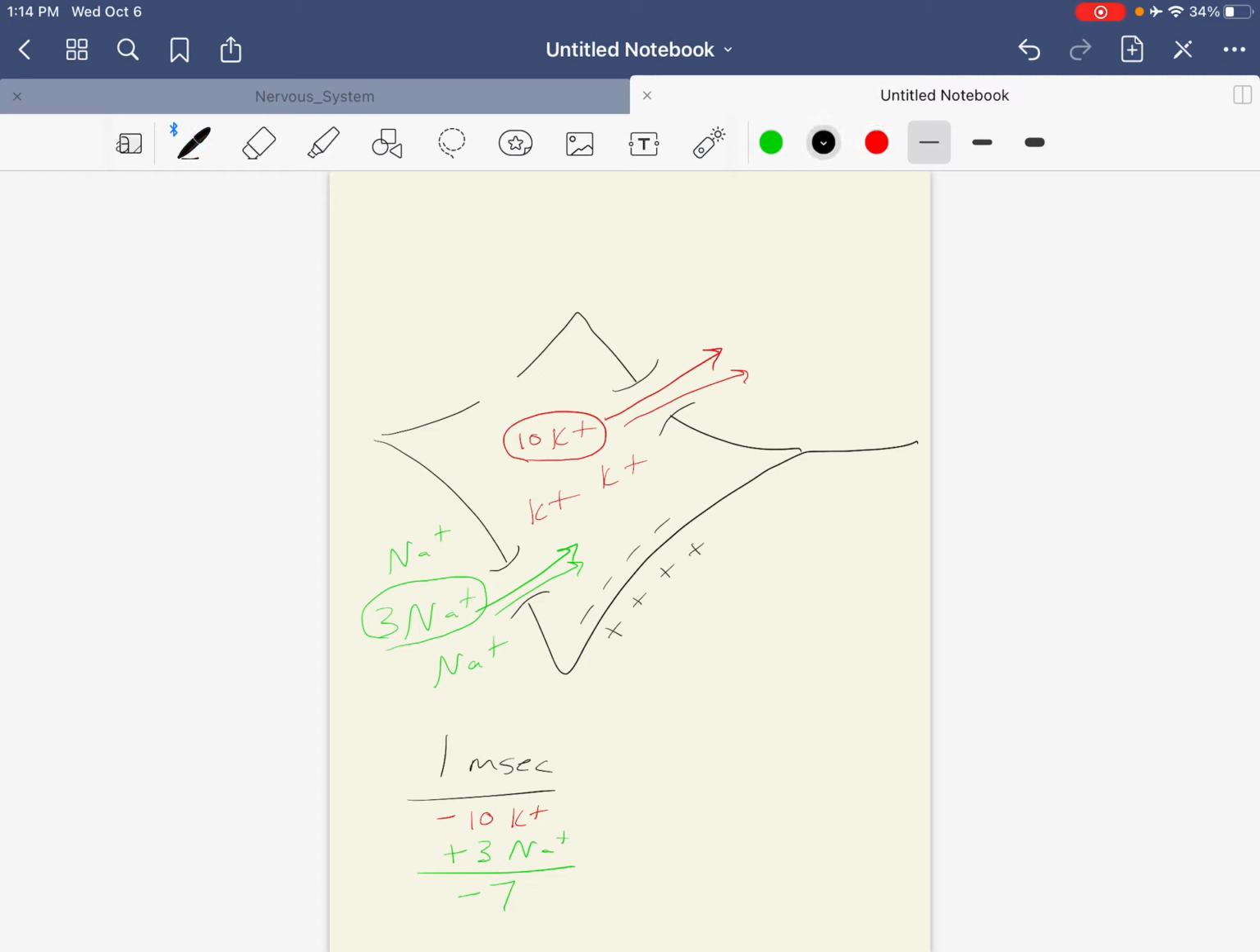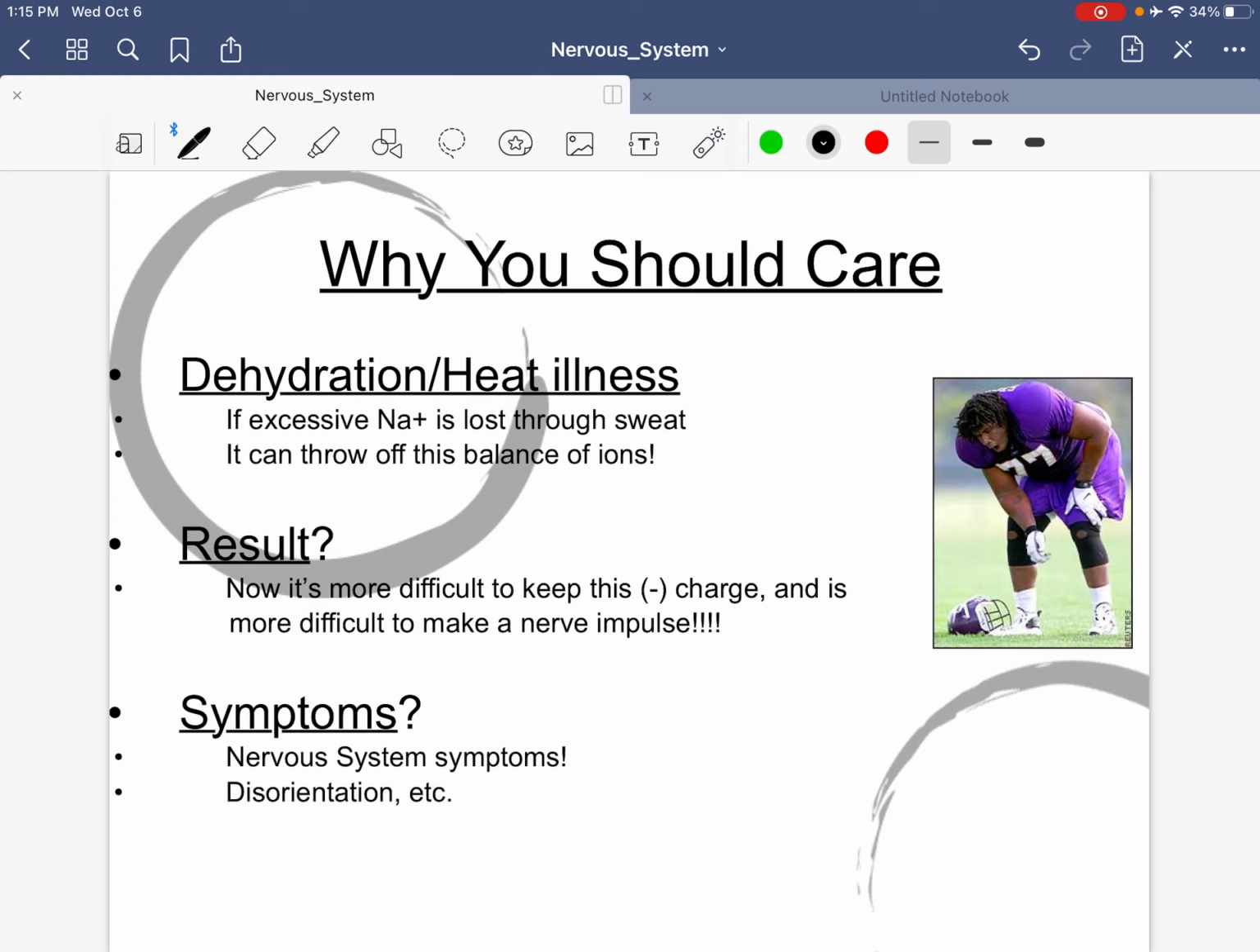Now, there's other things going on. You may have heard of this, we're going to have another channel somewhere else around the cell, which is called the sodium-potassium pump. So there are a bunch of other things going on here, but in an effort to simplify, I'm not including everything. I just wanted to give you an idea that ions are what's important here. The movement of ions is what is creating this difference in charge.